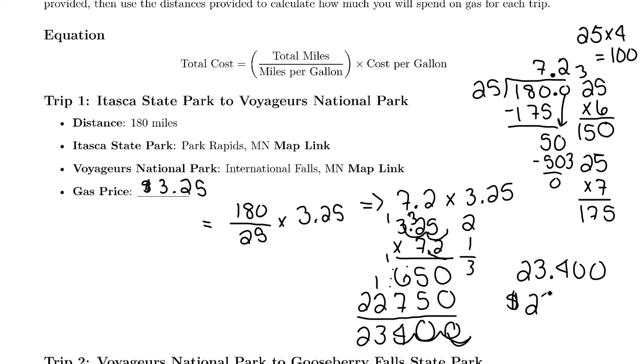Now we're talking about money, so we don't need all of those decimal places. It'll be $23.40. And that's what it's going to cost for the gas for us to drive 180 miles from Itasca State Park to Voyageurs National Park. Now remember, this doesn't account for stopping, go, stop, go, or the speed limit, or anything like that. But it's kind of a nice number to know when we're just budgeting. Let's look at the next one.